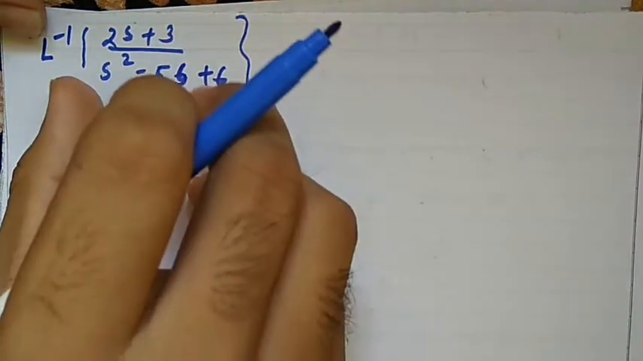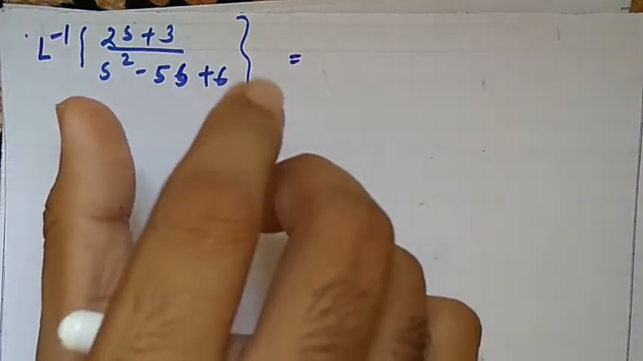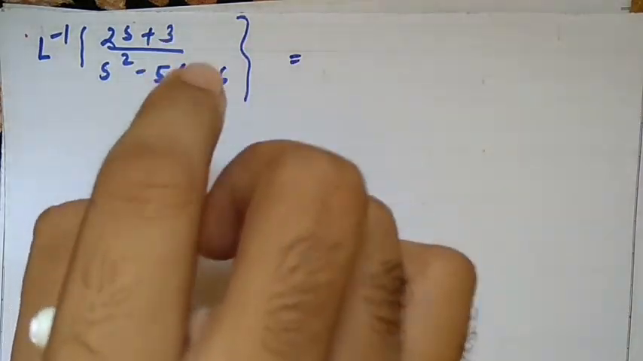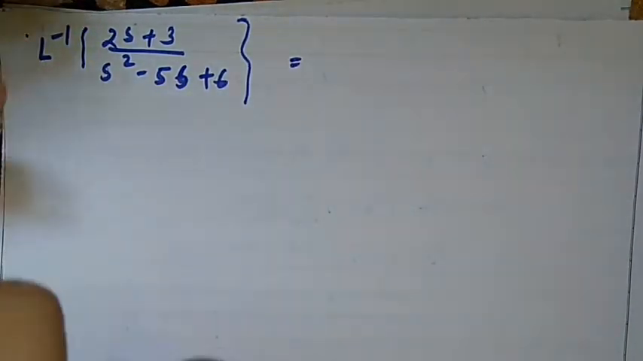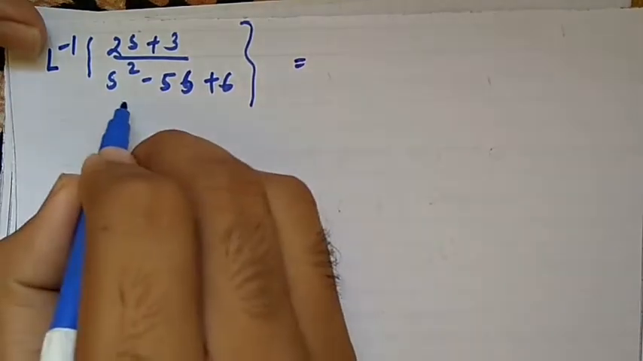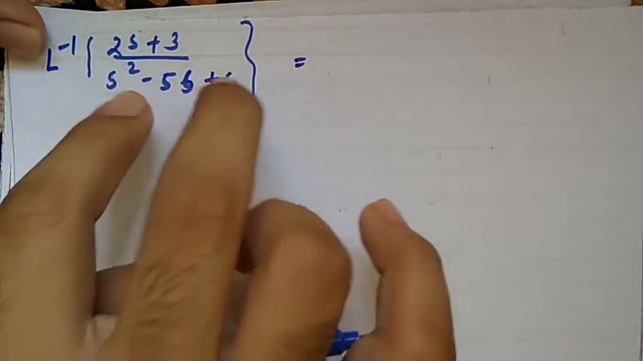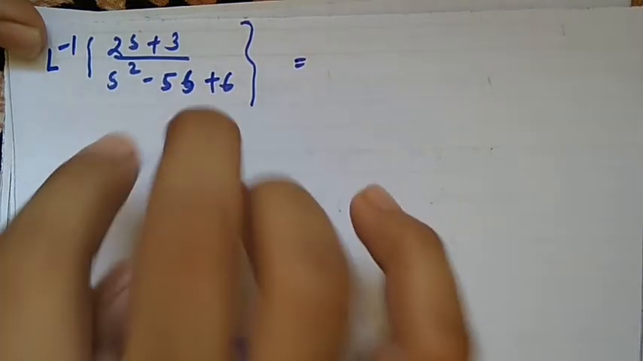So we have to first make a substitution. We have to make some adjustment in this function so that it will be easier for us to trace out its inverse. Okay, let's do one thing. Here there is a square, so let's make it a perfect square.